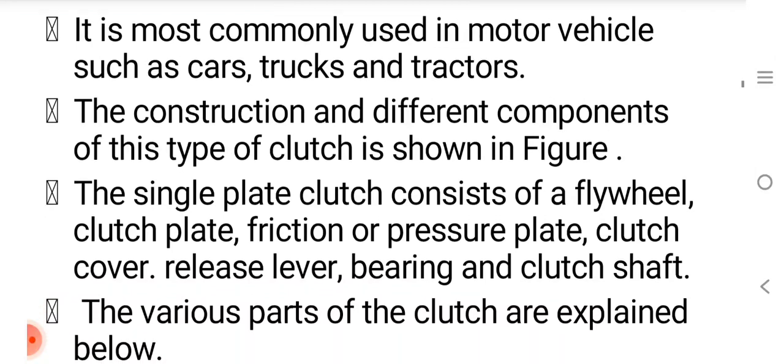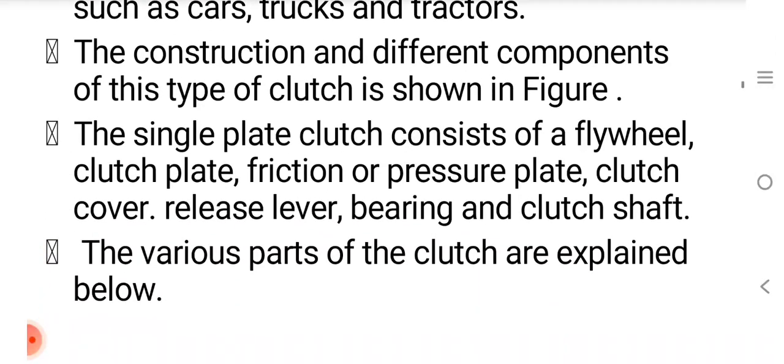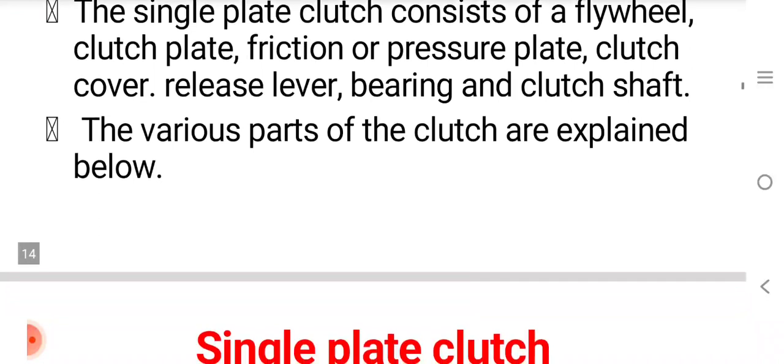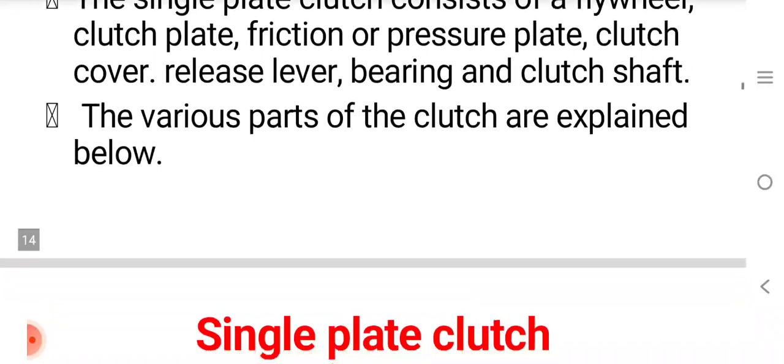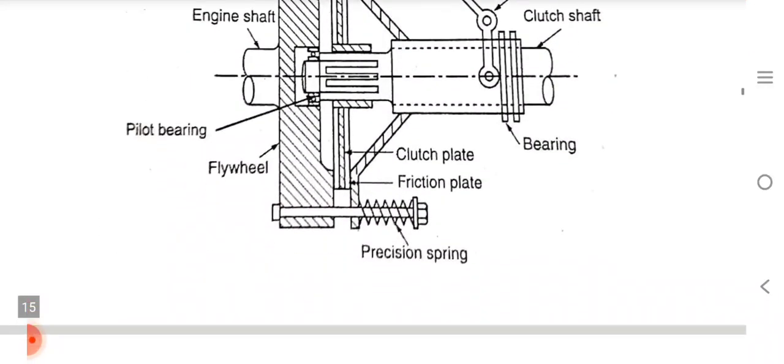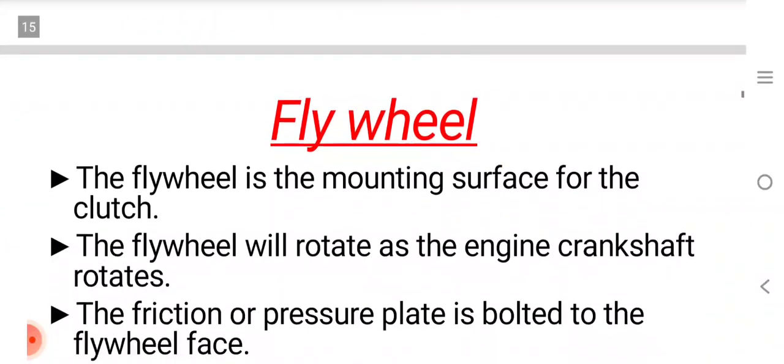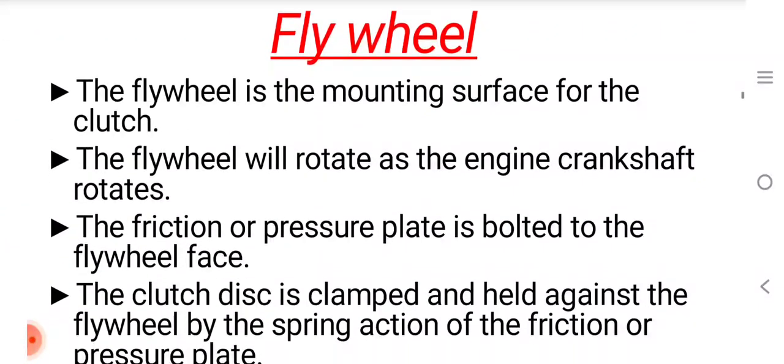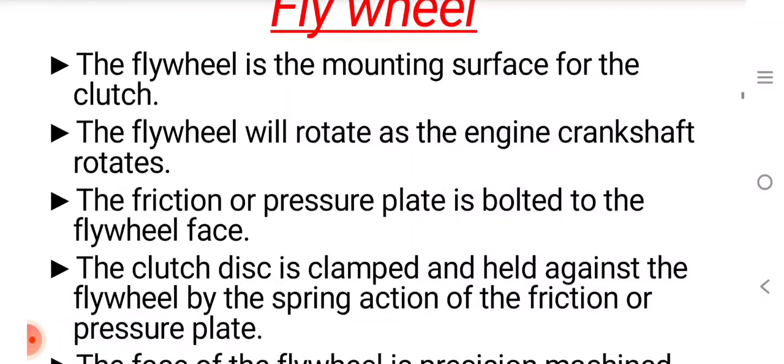A single plate clutch consists of a flywheel, clutch plate, friction or pressure plate, clutch cover, release lever, bearing and clutch shaft. The various parts of the clutch are explained below. First of all, the flywheel is mounted on the surface of the clutch. The flywheel rotates as the engine crankshaft rotates.